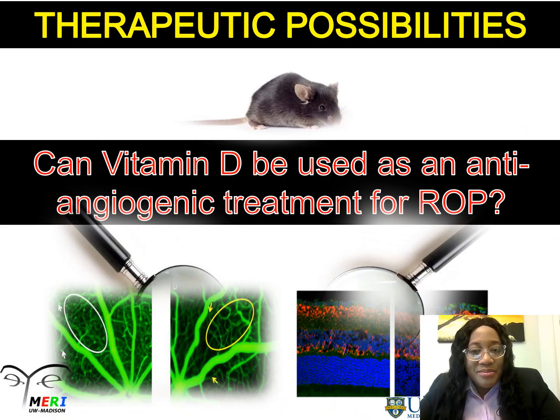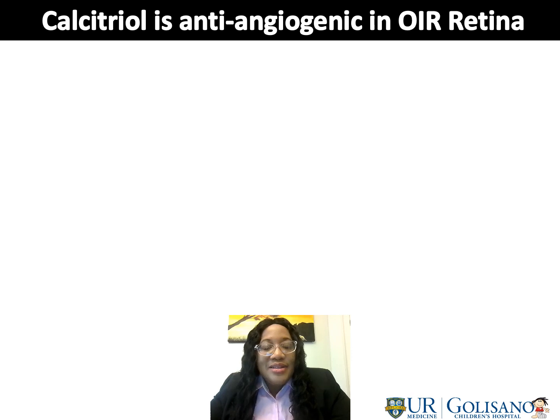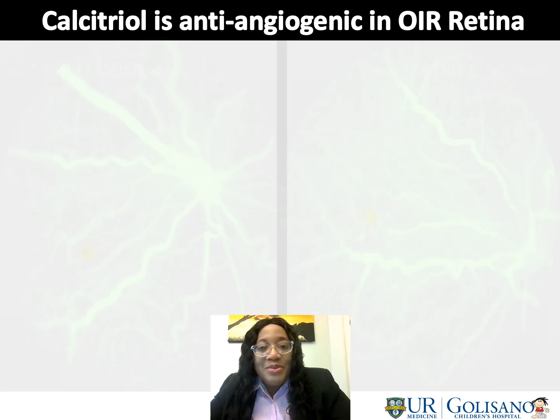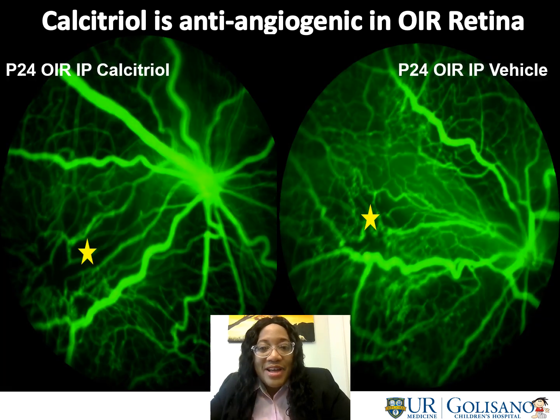Seeking a non-toxic treatment for later in phase 2 OIR, I asked the question, can vitamin D be used as an anti-angiogenic treatment in ROP? Dr. Shabani's prior research had noted that IP calcitriol, the active form of vitamin D, had strong anti-angiogenic properties in the retina. We confirmed this using my in vivo retinal imaging to show that IP calcitriol had more avascular areas, the yellow star, than the vehicle control, but the mice had growth restriction and high serum calcium levels indicating hypercalcemia.